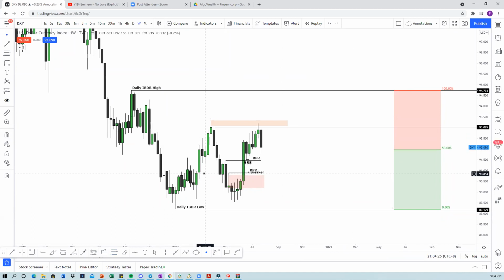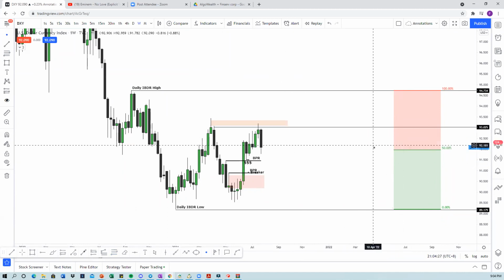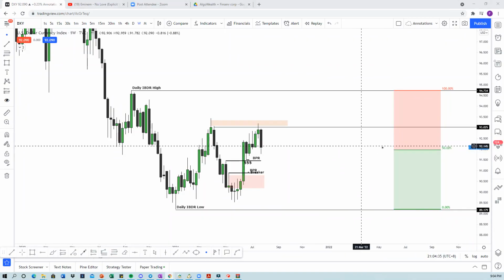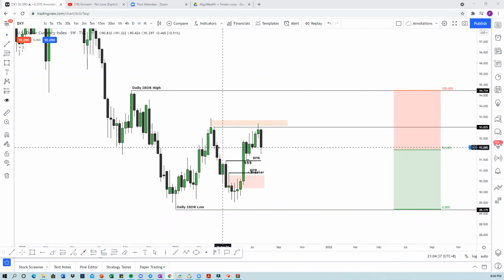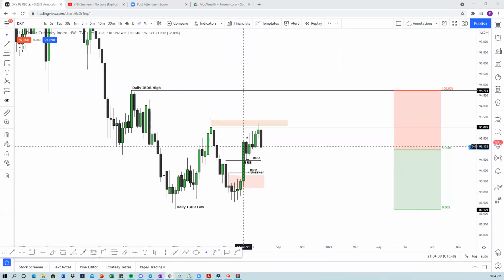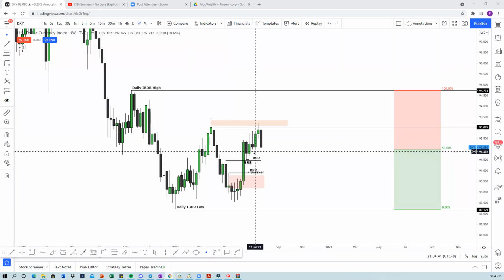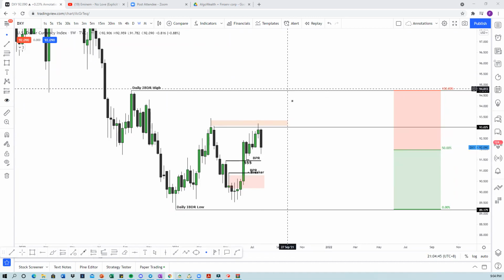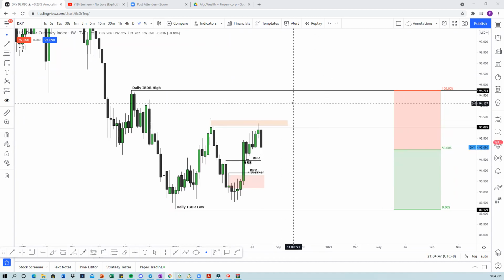We can see that price is, like I just said, at equilibrium. So what else can we see? We can see that there's a bullish order block over here, and price is trading right below it. So when price is passing through significant PD areas, that means there's a change in the state of delivery.